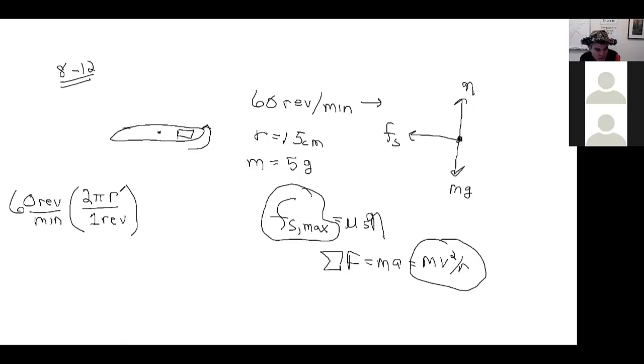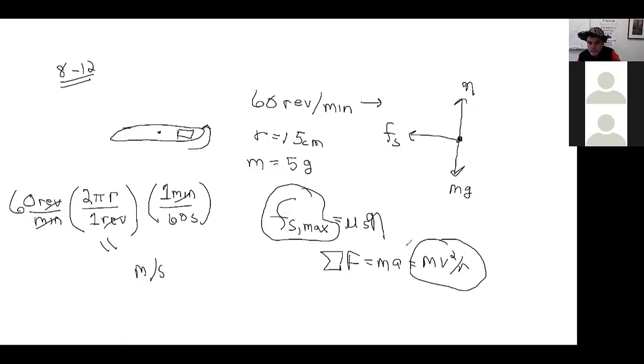So that's going to give us meters per minute. And then I know that in 1 minute, there's 60 seconds. So the minutes will cancel out, your revolutions will cancel out. This is going to give you a distance in meters. So you can convert 60 revolutions per minute into meters per second. And that'll be your speed for this mv squared over r.